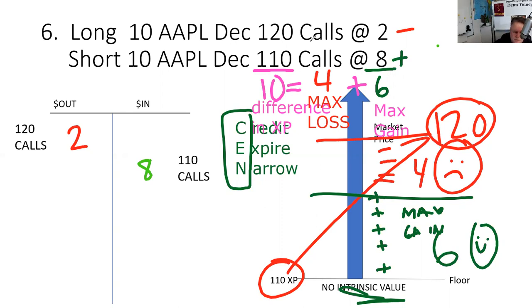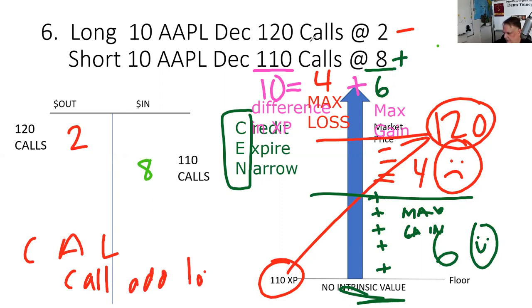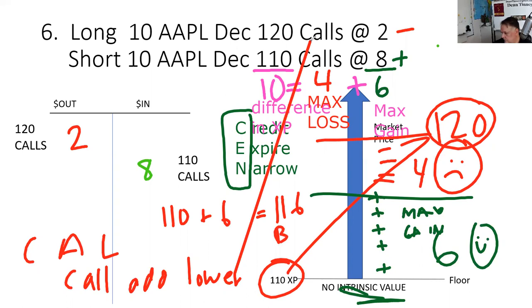If it's a put spread, it would be put, subtract from the higher. This is a call spread, so that stands for call, add to the lower. We take the lower strike, which in this case is 110, add the net premium of 6, and we get our break even of 116. Nobody does things to break even.